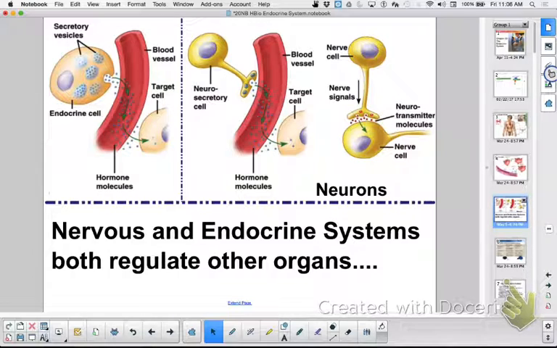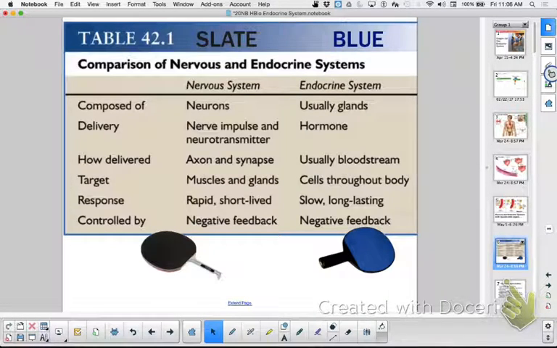So we'll be talking about nervous and endocrine, and I want you to ping pong back and forth. Slate, you're going to be the nervous system. Blue, yes, I found ping pong paddles that matched, you're going to be the endocrine system. Go back and forth and say, I'm the nervous system, and go through each of these. Go. I'm the nervous system.